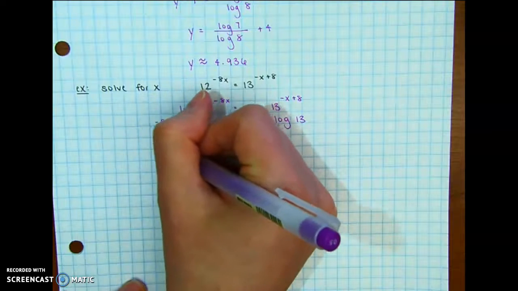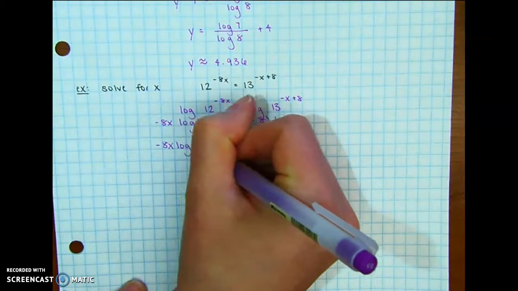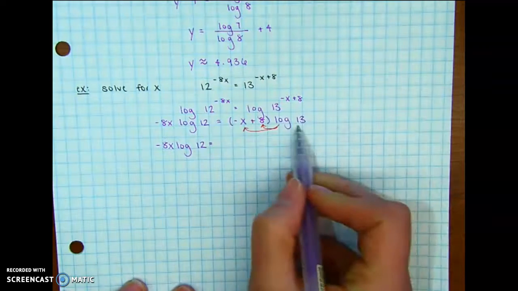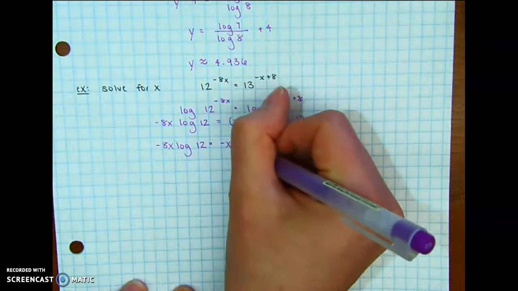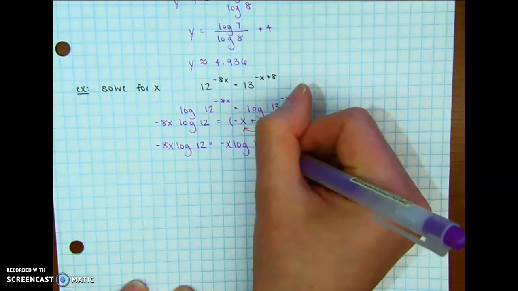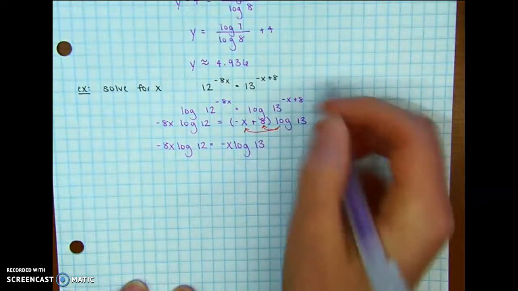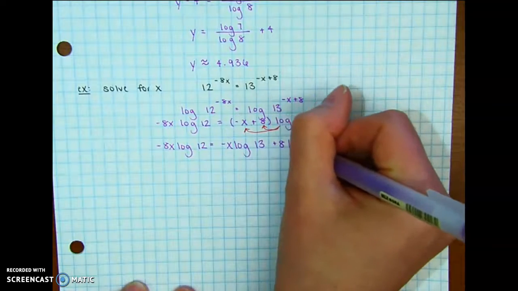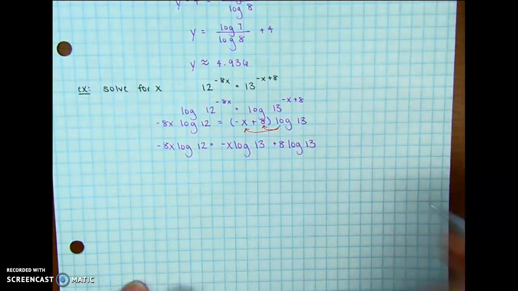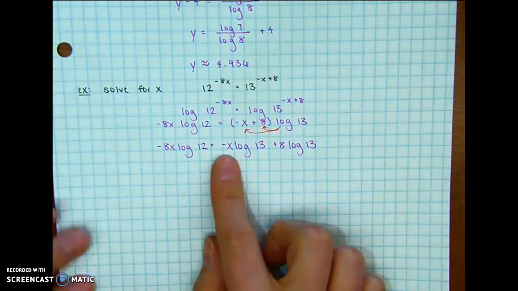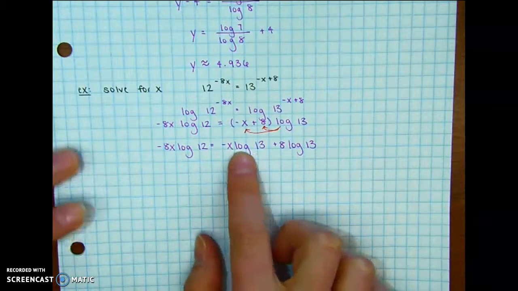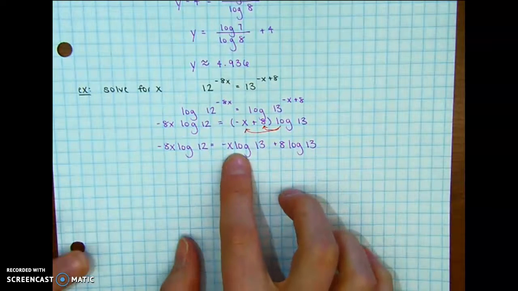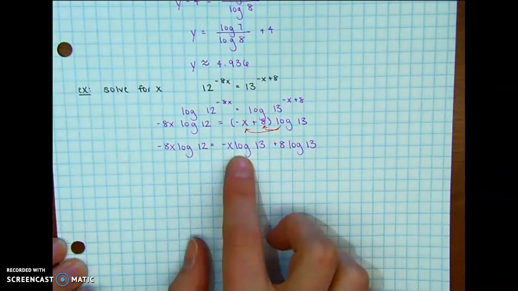So bring down my negative 8x on the left side. And then I'll have negative x times log of 13 plus 8 log of 13. And that's really nice, right? Because now my x is more alone. At least it's separated from these parentheses. But we still want to try to get our x's on one side.